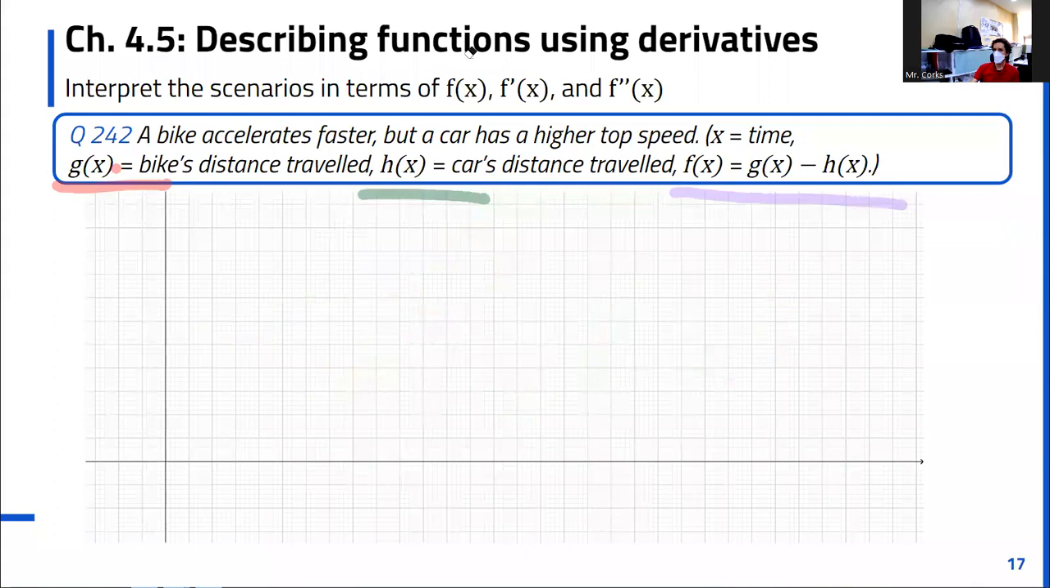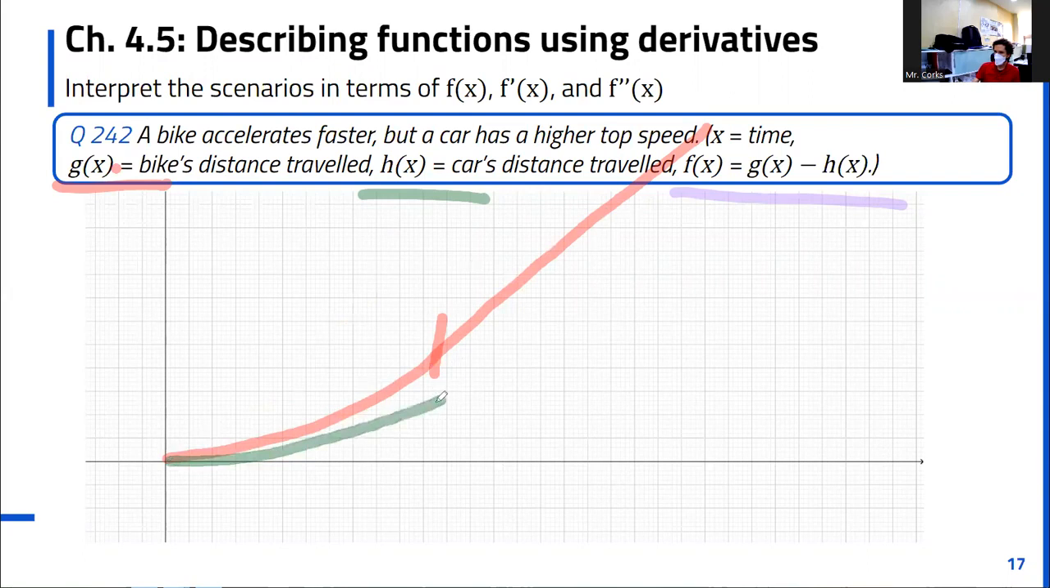So let's see if we can represent that. It would look like this, I guess. Let's try again. Okay, and then at some point here, it just stops increasing. It hits its top speed. The car, on the other hand, will have a shallower, more gradual curve. So it will take longer to hit its top speed, but that top speed is higher. Let's say it hits its top speed here. And then eventually it will catch the bike and pass the bike, like this.